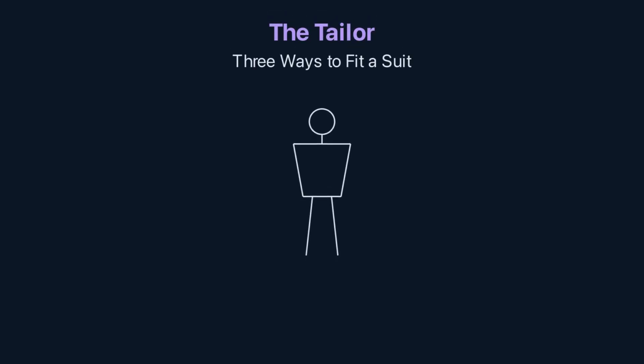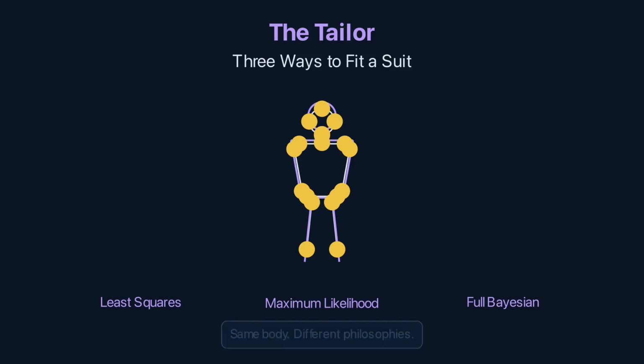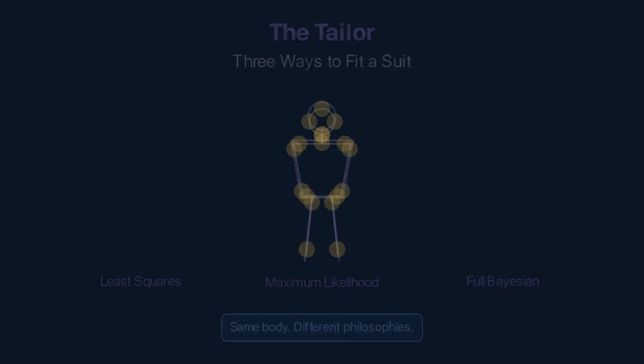At a tailor's shop, a client stands on the fitting platform. The tailor has 3 approaches to fitting the suit: minimize the gaps, model the body shape, or generate an entire wardrobe of possibilities. Same body, 3 fundamentally different philosophies: least squares, maximum likelihood, and full Bayesian estimation.